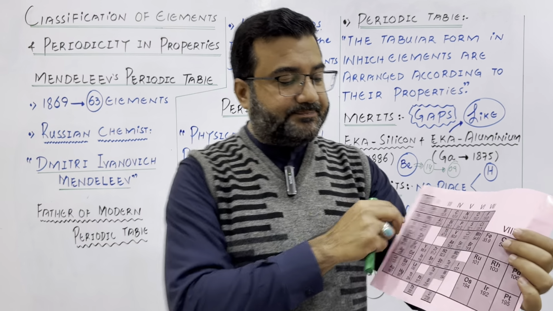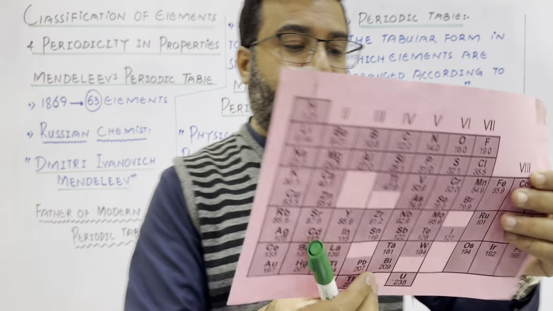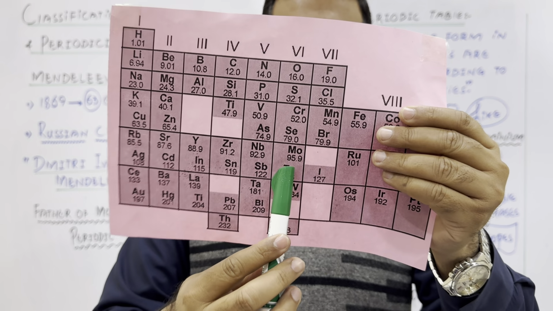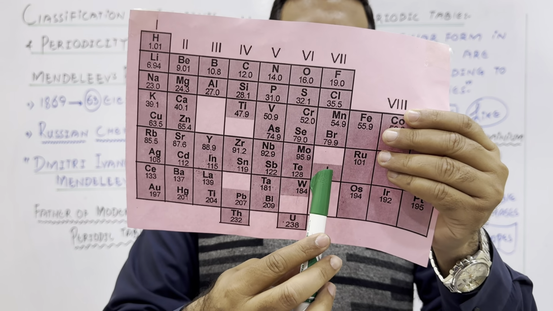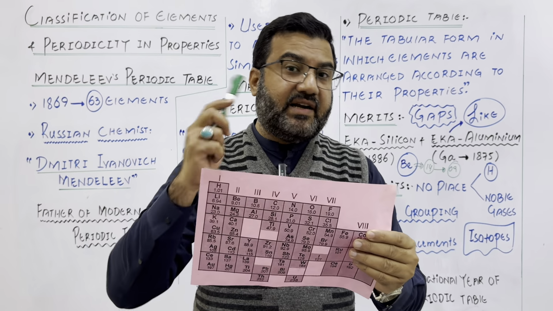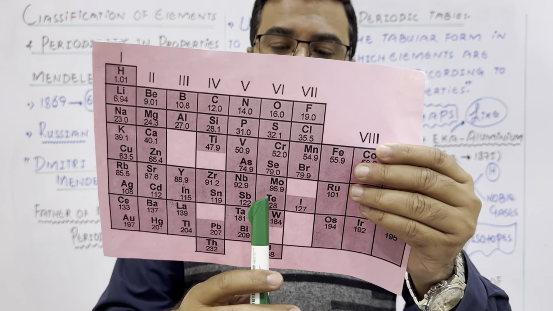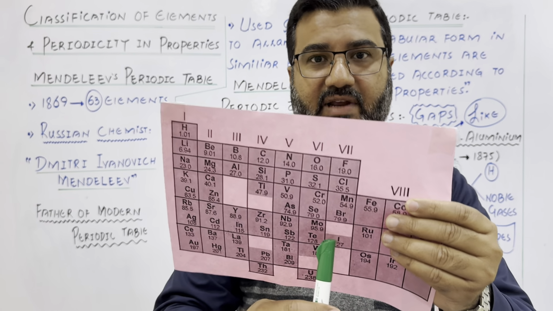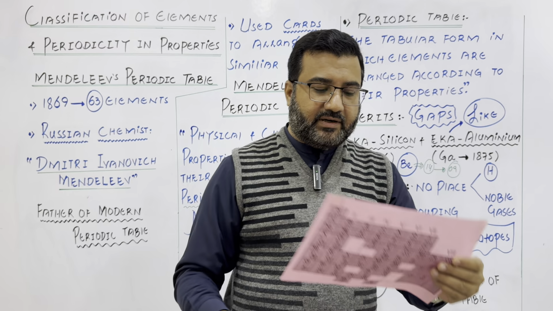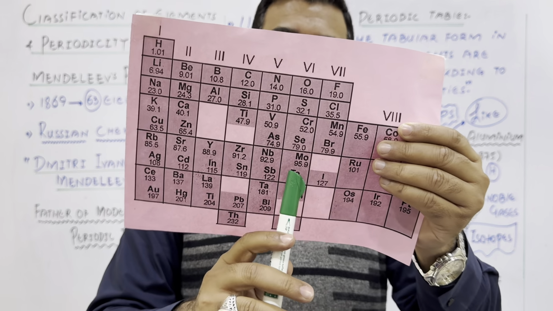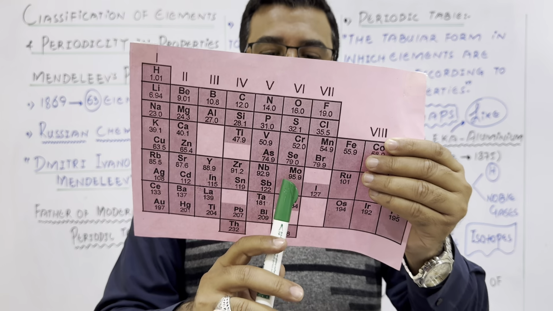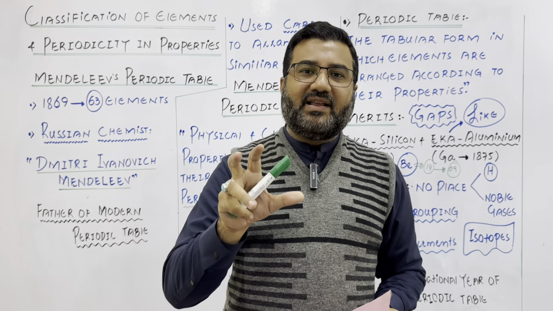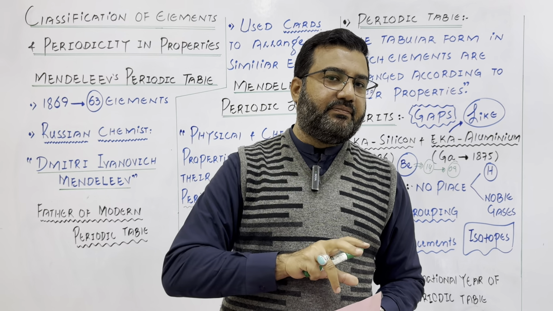Next was wrong placements. Now just look at this, iodine and tellurium. This one is tellurium and this one is iodine. The atomic mass of tellurium is 128, that of iodine is 127. According to ascending order, the iodine must be placed first because of its smaller mass, and then tellurium should be placed next because of its greater mass. Then the ascending order will be fulfilled. But he placed tellurium first, even though it has greater mass, and iodine after that, even though it has smaller mass, just to maintain the consistency of the groups in his periodic table.